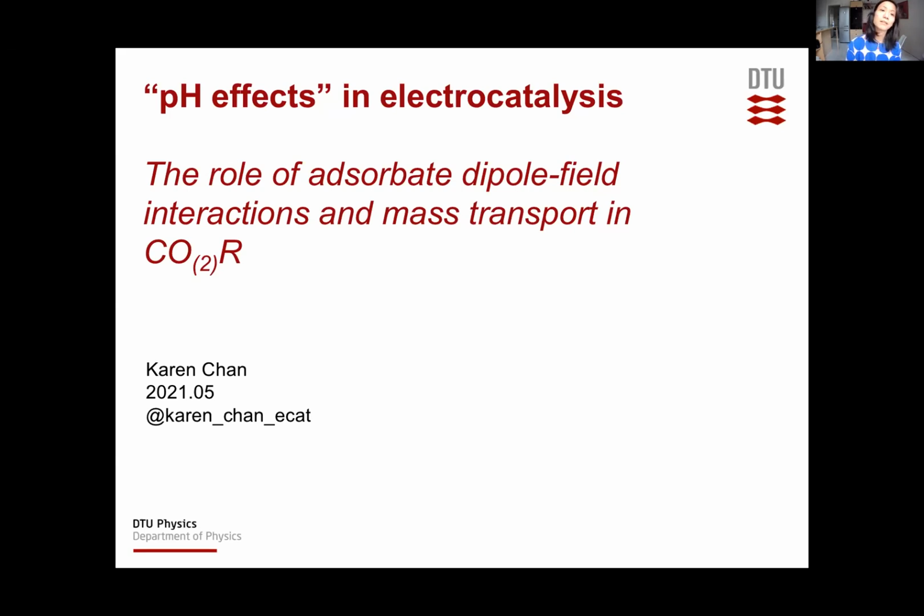And in particular, what I will discuss is how adsorbate dipole-field interactions, as well as solution phase reactions and mass transport, give rise to pH effects, and how pH effects in electrocatalytic activity can be signatures of these phenomena.